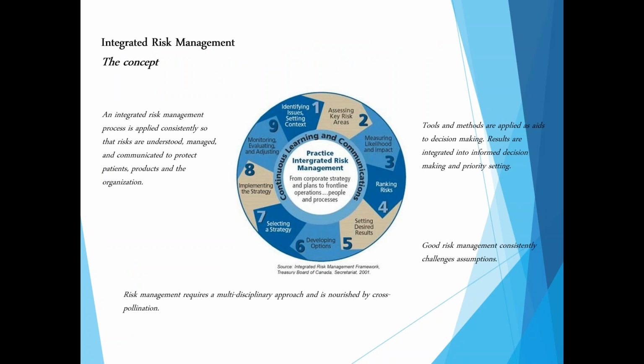Integrated risk management is a continuous process where risks are continuously identified, assessed, and improved. And then, of course, eventually there's a step of evaluating how effectively the risk is managed, and also whether something has changed, and then the whole cycle starts again.